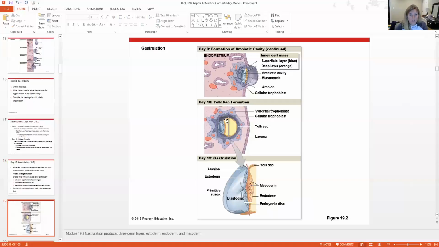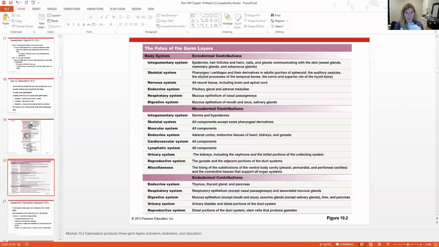Then gastrulation is going to occur. At this area, this little orange layer is this orange layer here. This little gray layer is this gray layer here. So this is the blastodisc. This is where you have your 3 germ layers: the mesoderm in between, the endoderm, and the ectoderm.